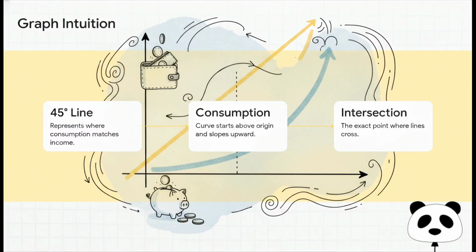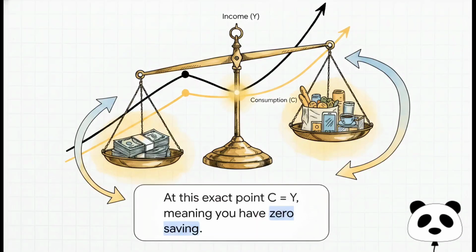And finally, step 3, you find where those two lines actually cross. That precise intersection is known as the break-even point. It's this magical moment where your actual consumption perfectly equals your income. And because you're spending exactly what you make, your saving at this specific point is exactly 0. So, pro tip, any question you ever encounter that mentions a scenario with no saving is directly pointing you to this break-even point.